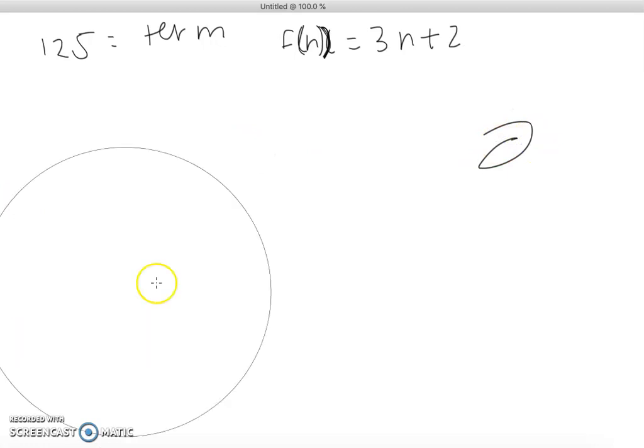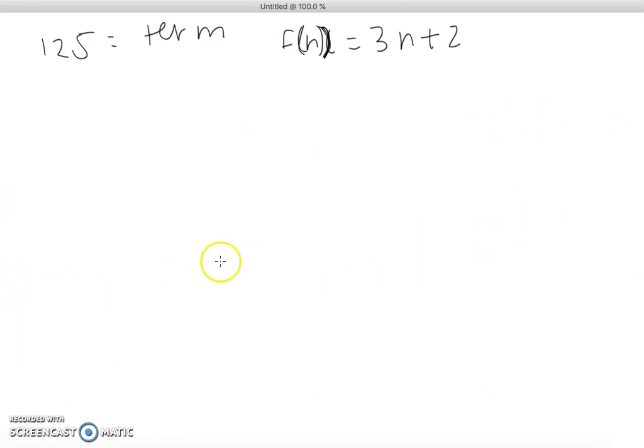Okay. The number 125 is a term of a sequence. 125 is equal to the term of the sequence defined by the explicit rule. They have given us the explicit rule, 3n plus 2. Which term in the sequence is 125? So what they're asking is the term, as I described before.